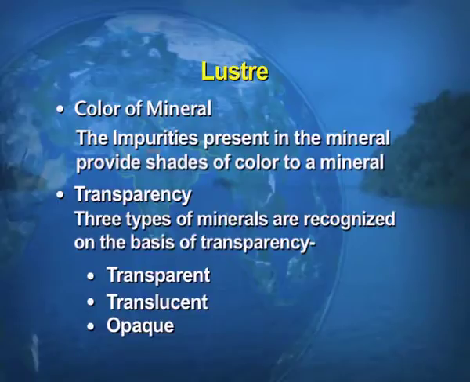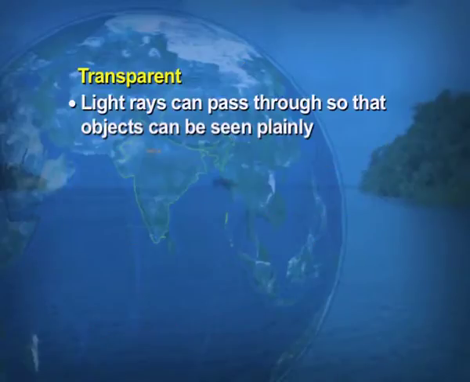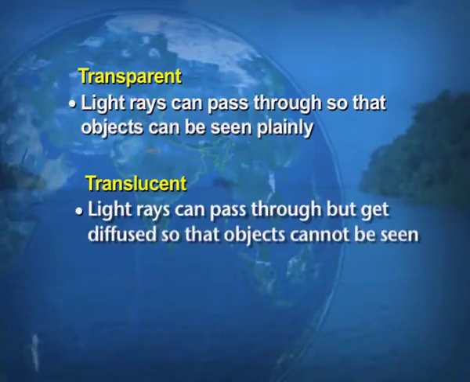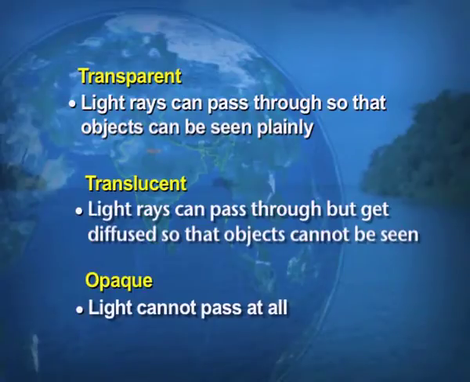Now, if we look at the definitions of these three terms, the only difference between the transparent and the translucent is that under the transparent, the objects can be seen plainly because the light passes through it. But under the translucent, the light passes through, but it gets diffused, so the objects cannot be seen. And the third type is the opaque. Opaque is when the light cannot pass through. So, these three categories depict the transparency of the mineral.